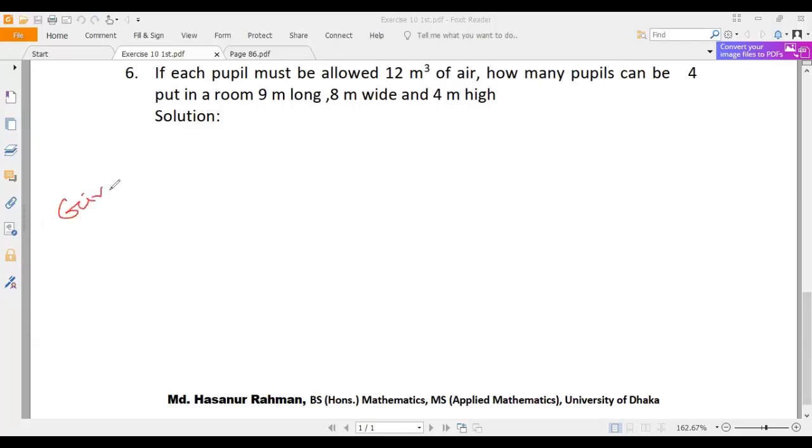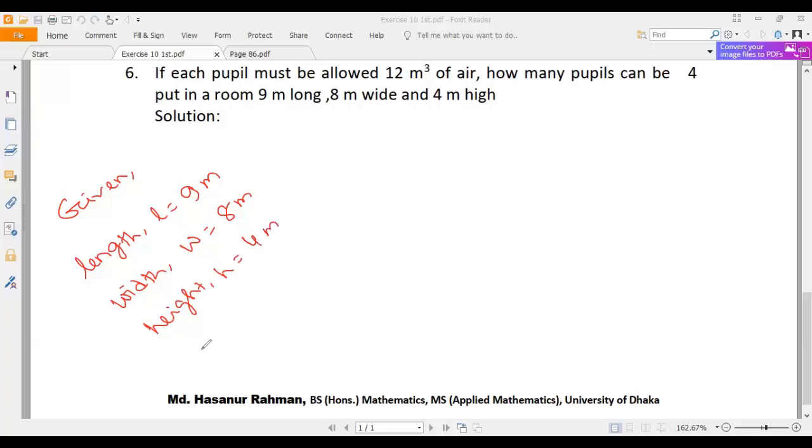So given, length L equal to 9 meter, width W equal to 8 meter, and height H equal to 4 meter. So what will be the volume? Volume of the room will be length multiplied by width multiplied by height. So 9 multiplied by 8 multiplied by 4 meter cube. So volume of the room is this one.